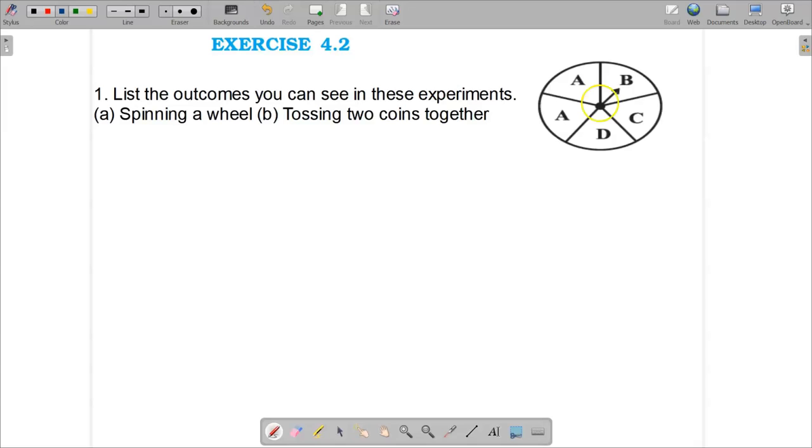What are all the letters there? When you spin the wheel, there is a possibility to get A, B, C, D. A is repeated, so instead of taking 2 A's, we can take 1 A, because we are going to get A, that's all. So the outcomes when we spin a wheel are A, B, C, D. These are all the possible outcomes.